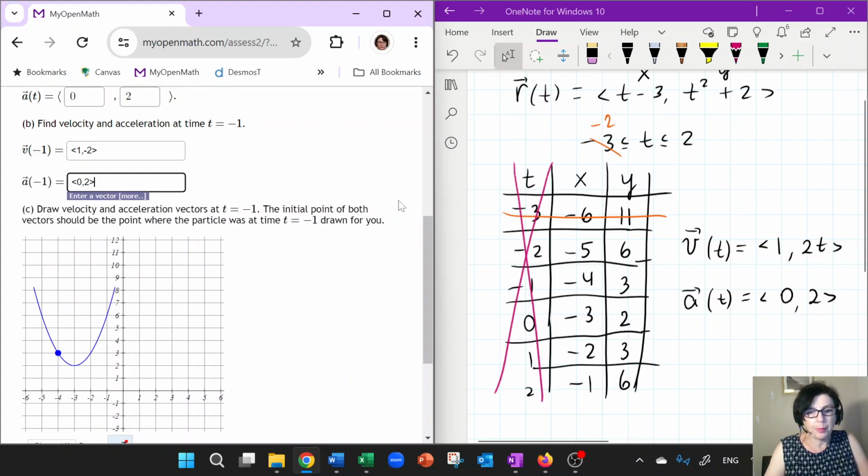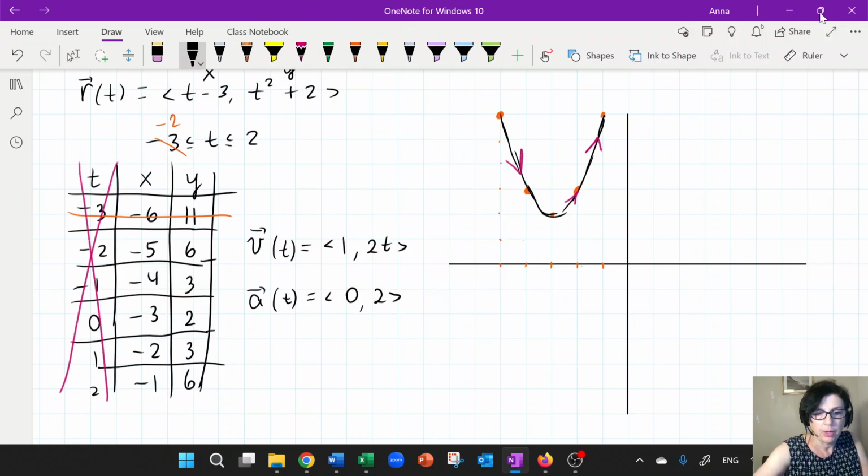Now, what happens at t equals -1? Where is the particle going to be at t equals -1? So let's look at it. I want to draw the velocity and acceleration at t equals -1. So whenever t was -1, the point I had was this right here. So this is -4 and 3. So you will have to figure that out on the test. So you got -4 and then +3. So this is the point where you're going to start your vector.